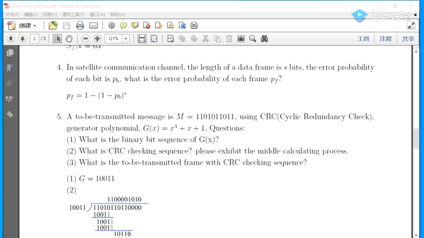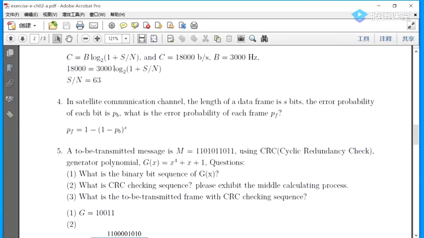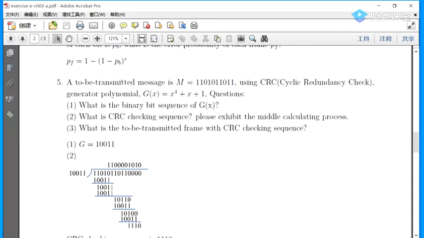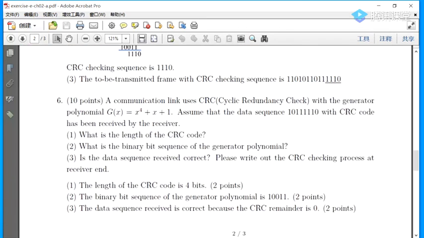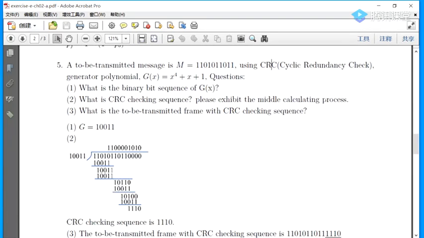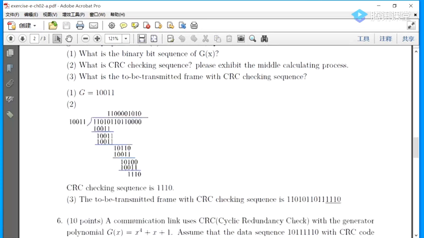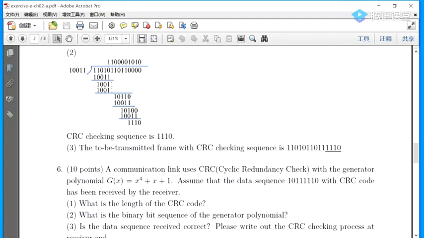Question 5 is the sender end. Question 6 is for the receiver end. They are different. Although they are both about CRC calculation, they are different, right? So if you understand question 5, you should understand the difference between question 5 and 6.